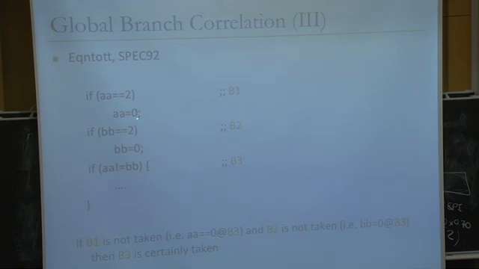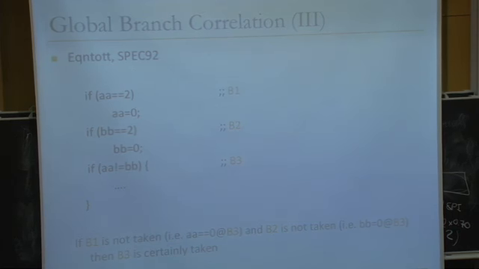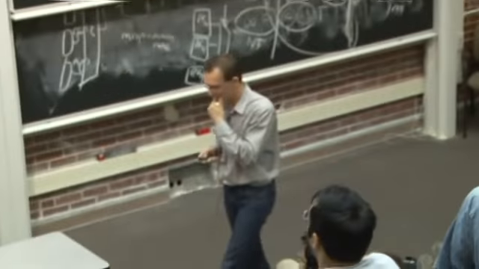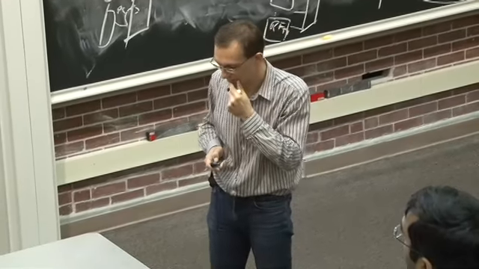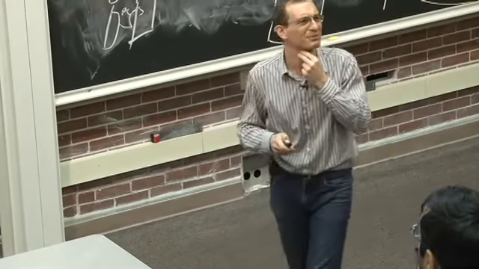So if you look at this, what this code does is if aa is equal to 2, it sets aa to 0. If bb is equal to 2, it sets bb equal to 0. And branches on aa is not equal to bb. And this is real code. I don't remember what it does, but I think it's actually a logic minimizer, but I'm not sure.